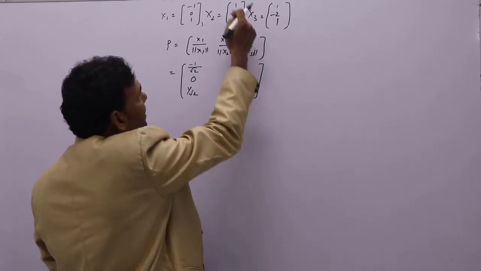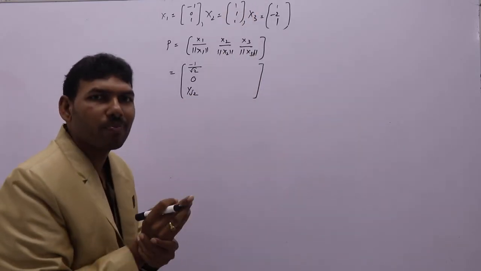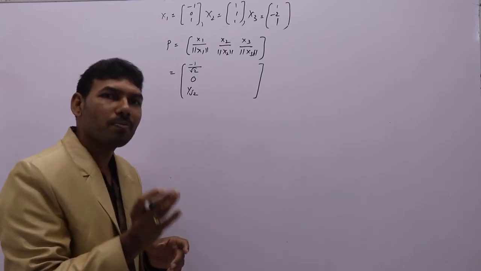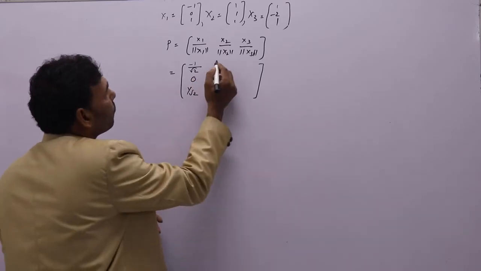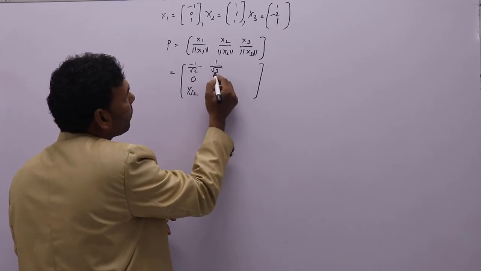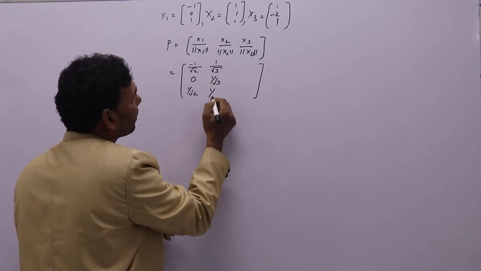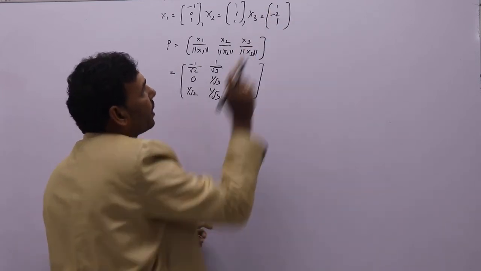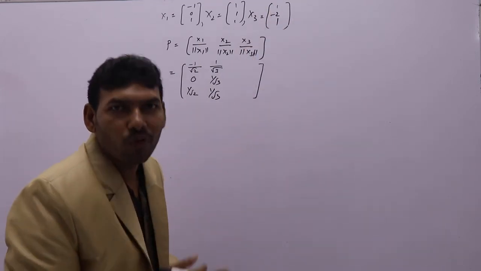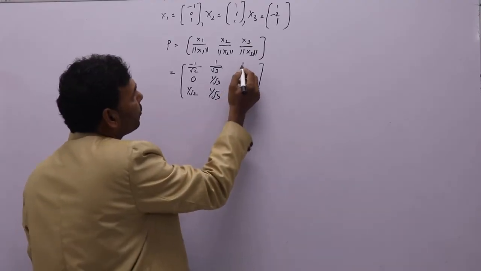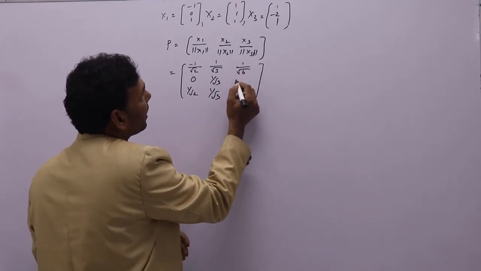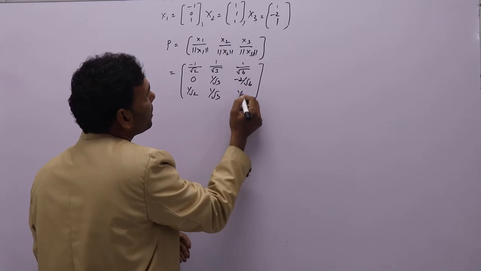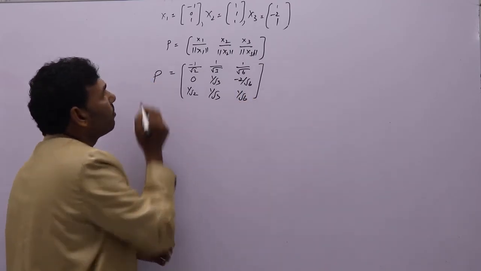Next, add these 3: 1 square plus 1 square plus 1 square, 1 plus 1 plus 1, 3. So that one you need to keep in the denominator like this. 1 by root 3, 1 by root 3, 1 by root 3. Here, 1 square is 1, 1 square is 1, 2 square is 4. 4 plus 2, 6. That 6 you need to keep in the denominator like this. 1 by root 6, minus 2 by root 6, 1 by root 6. This will be the P.